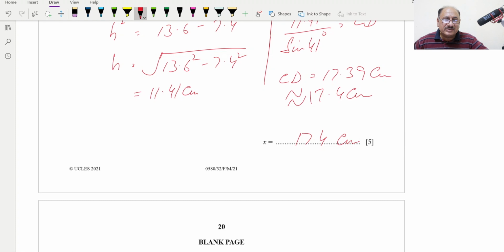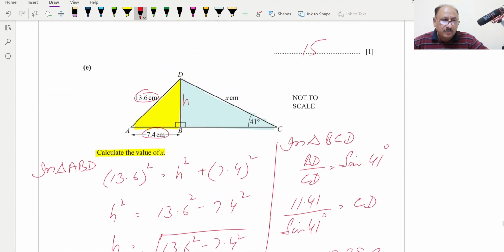You will have to write centimeters if the unit is not mentioned, because if the unit is not mentioned then there will be separate marks for units, so you will have to mention centimeters over here. We are done with the paper.